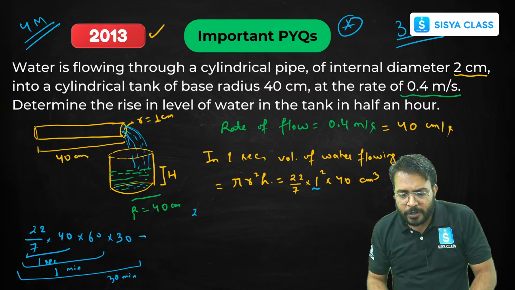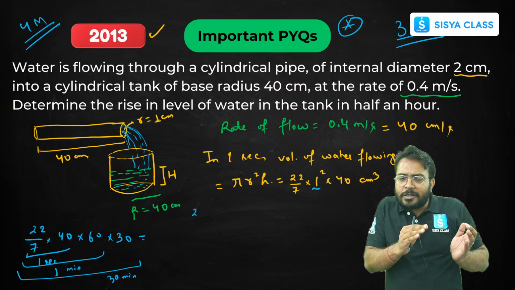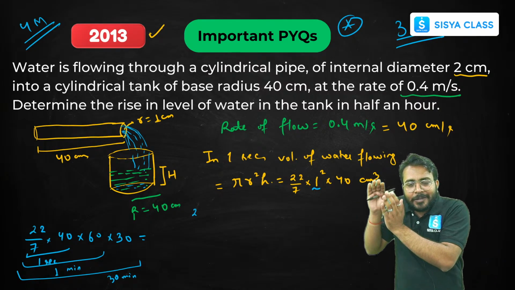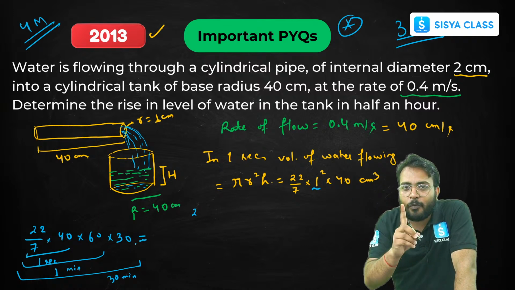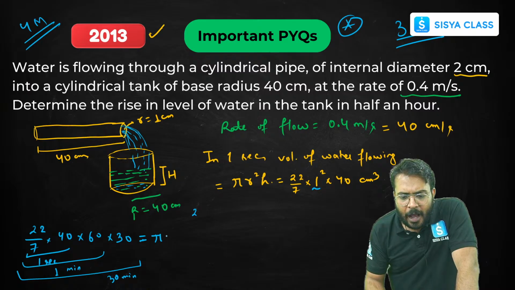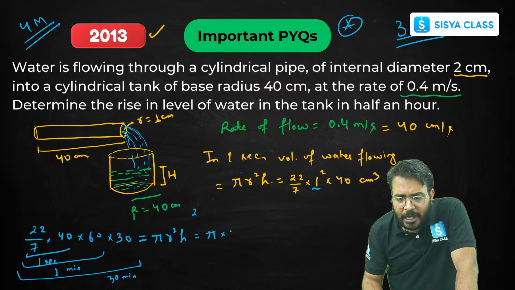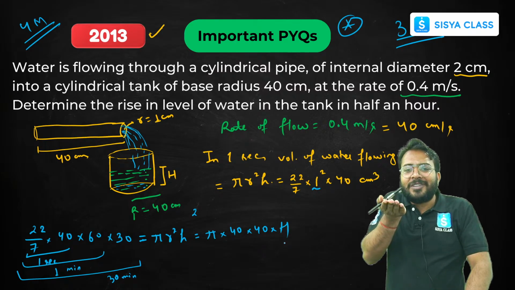Now how much will be the rise in the level of water? This volume I just need to compare with the volume of our cylindrical tank. So what is the volume of our cylindrical tank, beta? It is nothing but pi r square h. They have already given r as 40, so 40 into 40, and h we need to find out, that is, up to what height the water has been raised.